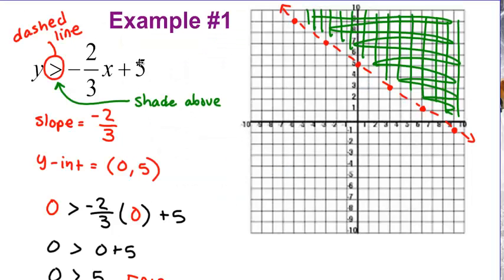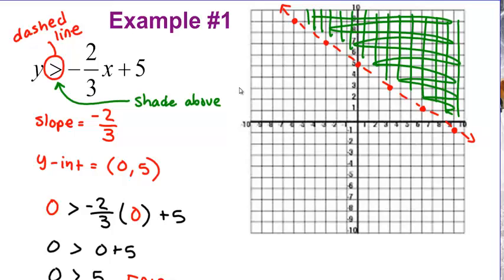For example 1, we have the inequality y is greater than negative 2/3 x plus 5. So our slope is negative 2 over 3, our y-intercept is (0, 5). Our symbol tells us, 1, that we will shade above, and 2, that it is a dashed line, because it's not "or equal to." So we start at 5, we go down 2, right 3, down 2, right 3. We can follow this pattern, and we have our dashed line, and then we shade above the dashed line.